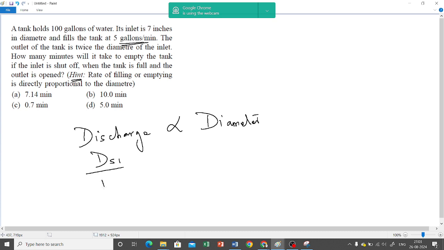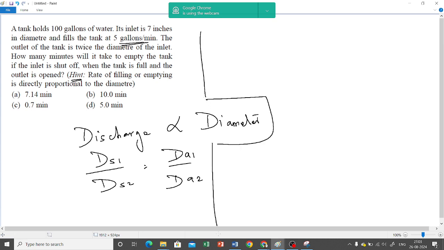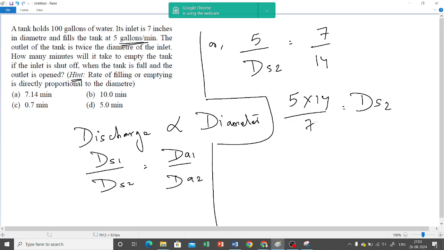So I can say ds1 by ds2 is equal to da1 by da2. All right. So what is the initial discharge? 5 gallon. What is the final discharge by the outlet? I don't know, I need to find out. What is the initial diameter? 7 inches. What is the final diameter? Twice, that means 14. So 5 into 14 by 7, that is going to be ds2.